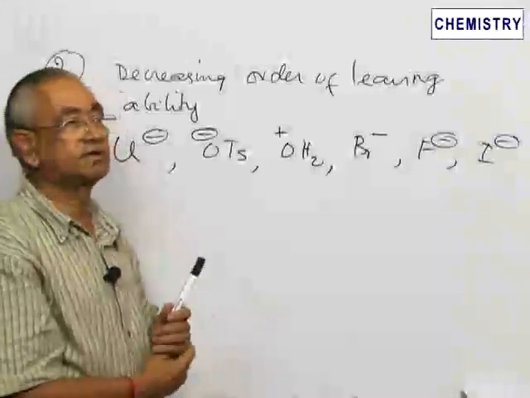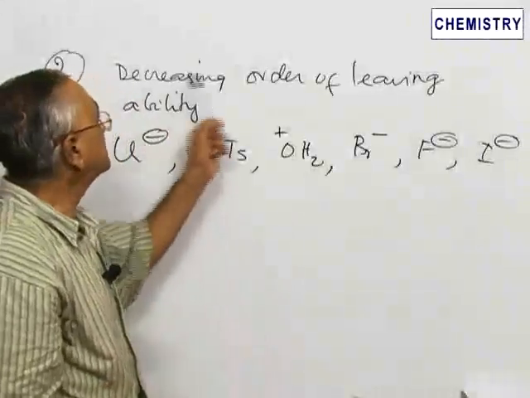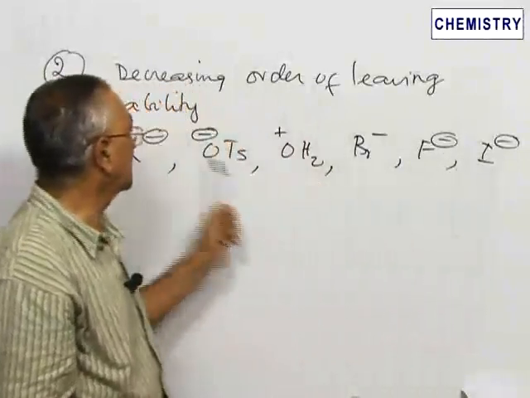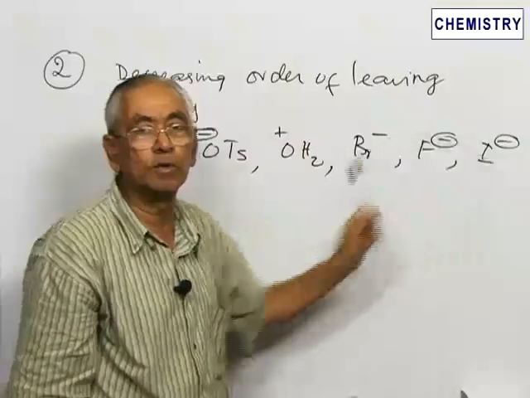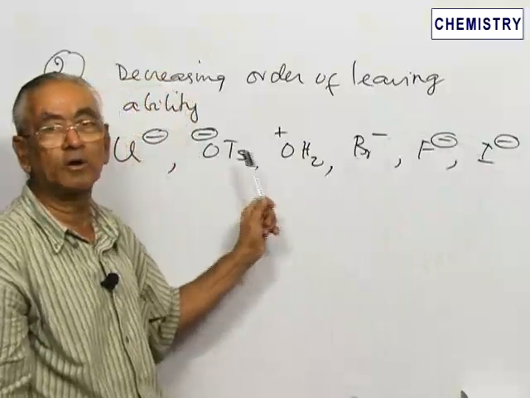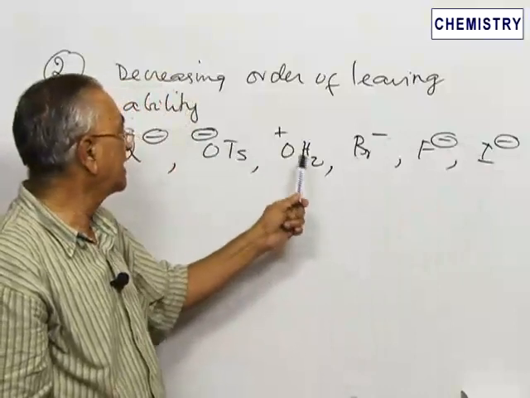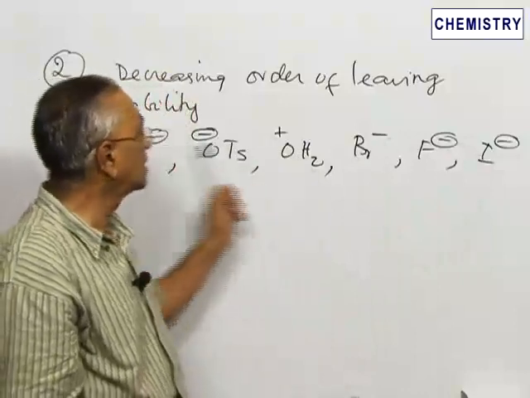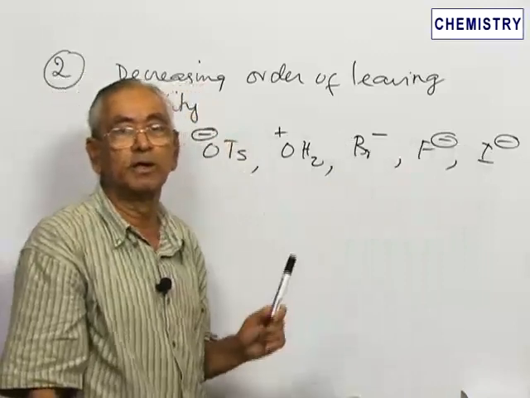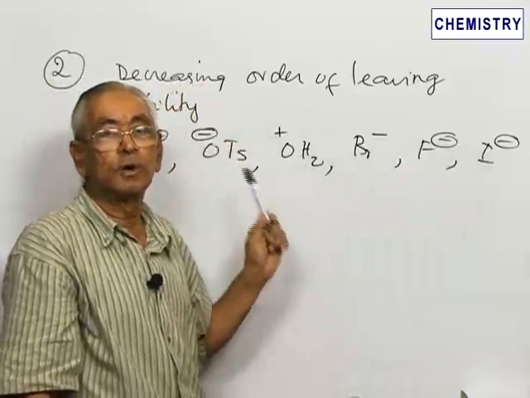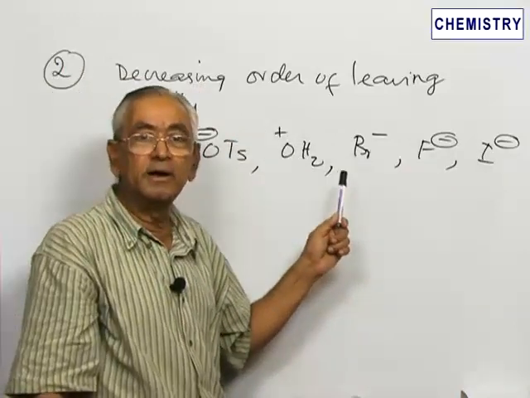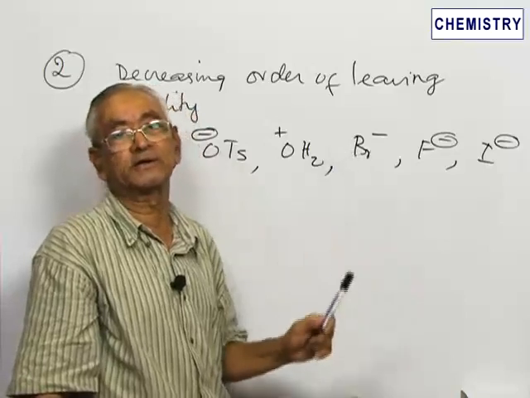Now we go to the next question. The decreasing order of leaving ability among the various groups. When you look at it, excepting this, all the others are nucleophiles. This is also a good leaving group because this is attached to an alcohol. Maybe we'll take it up a few minutes later. All the other groups are good leaving groups. They are all nucleophiles. So the presence of these groups is important in nucleophilic substitution reactions.